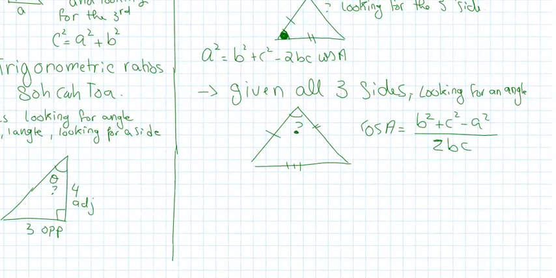Okay? Because I know for cosine law, there's only two options: two sides and the angle between them, or three sides. No other options. But if it's not cosine law, then guess what it's going to be? Sine law. Right?